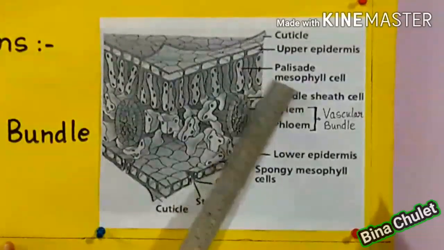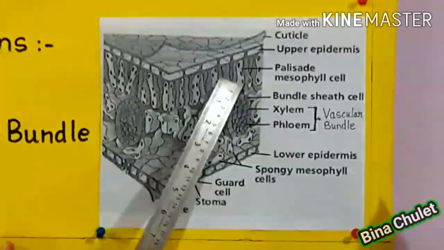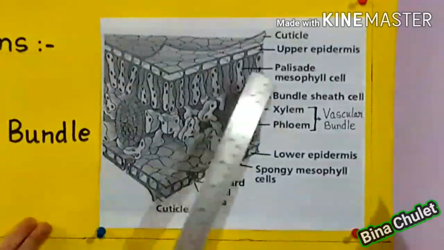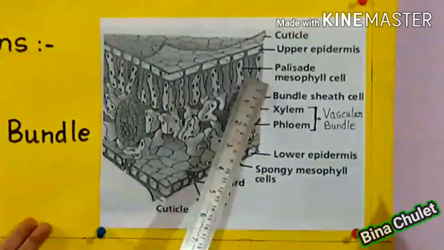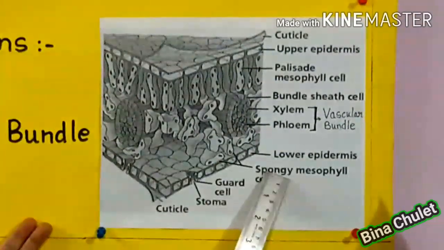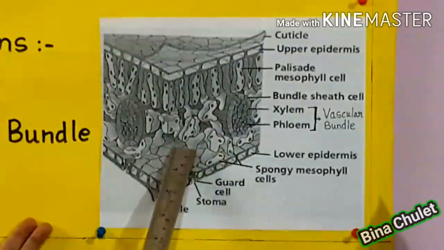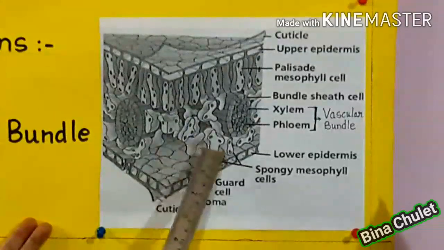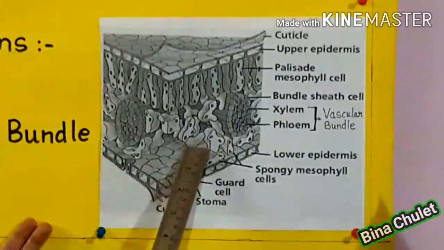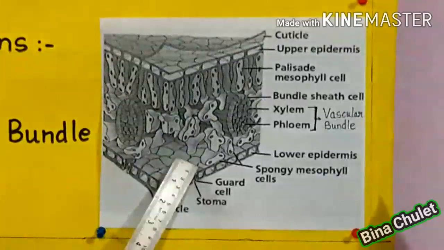Now, palisade mesophyll cells are those which are closer to the upper epidermis. It means they are exposed more to the sunlight. So they are more in number and they have a large number of chloroplast in them. The other type, the spongy mesophyll cells, have intercellular spaces. That is, there are spaces between them and they are more oval in shape. They also have chloroplast but a lesser number of chloroplast.